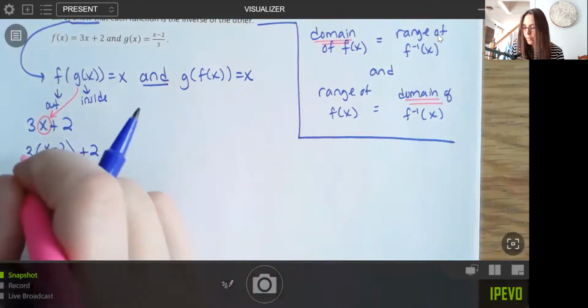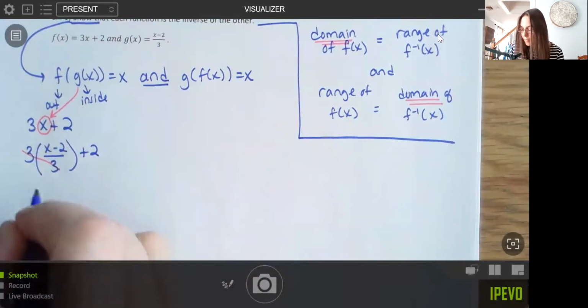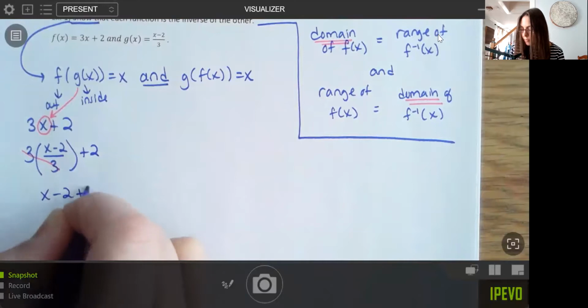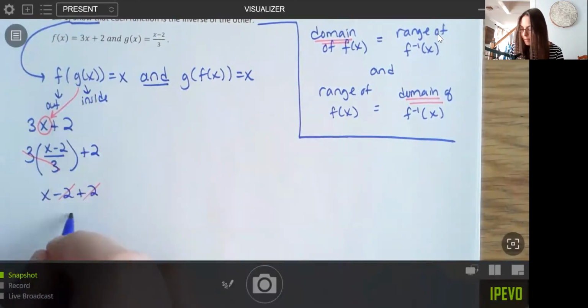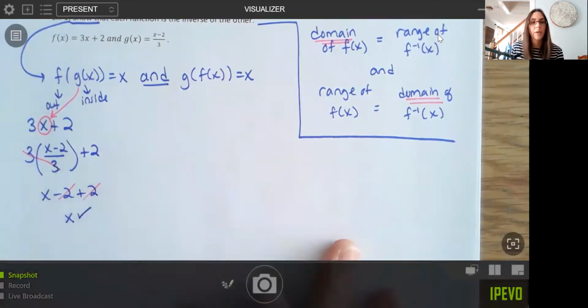Notice here that 3 over 3 is going to cancel. So I'm left with x minus 2 plus 2, and then my 2's also cancel, and I'm left with just x. So that first one checks out. And now I do the other one.